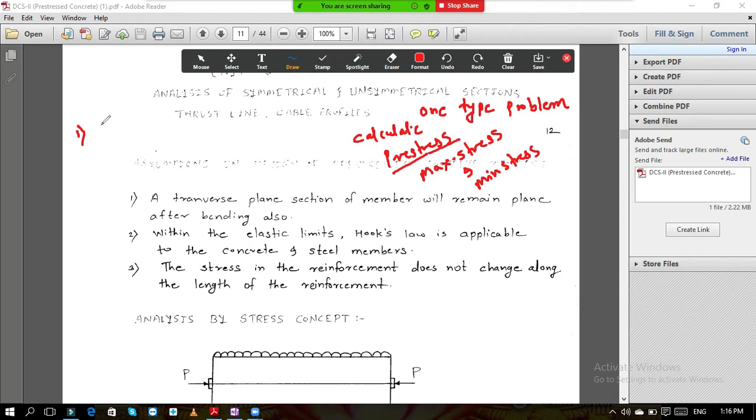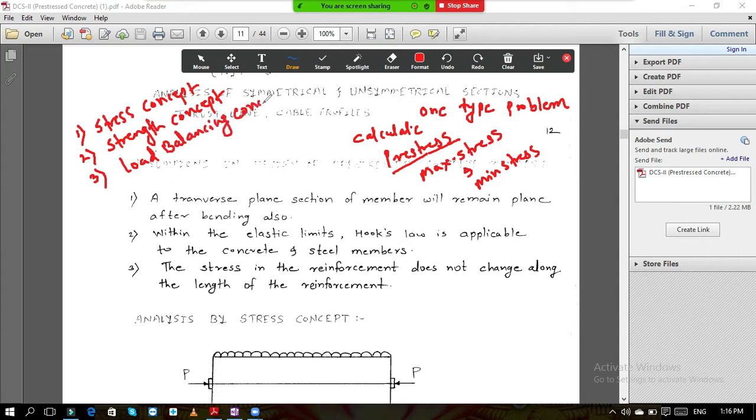First is the stress concept. Second is strength concept, and third is load balancing concept. So all these three concepts they will ask you in a single numerical. Okay, only in a single numerical. All these concepts will be asked to you, and we need to find out this.